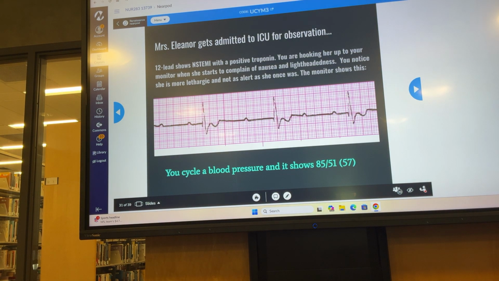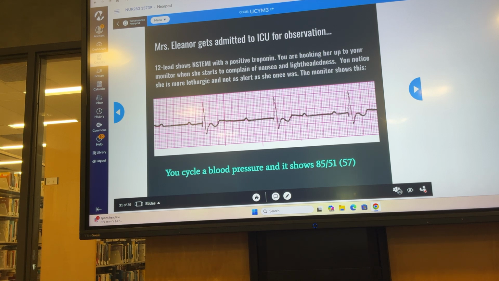She's symptomatic. Her blood pressure is 85/51 with MAP of 57. We do not like that. What is our treatment? We're going to pace. Okay, we're going to pace. What if we had to say what her rate is? What's her rate? How many QRSs are there? 3. So she's 30. Okay, not good.